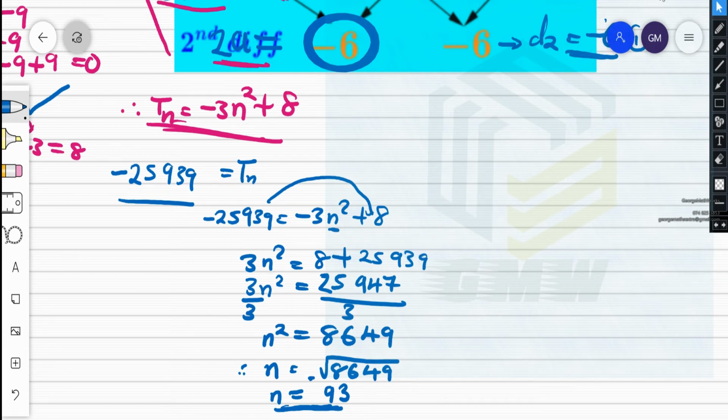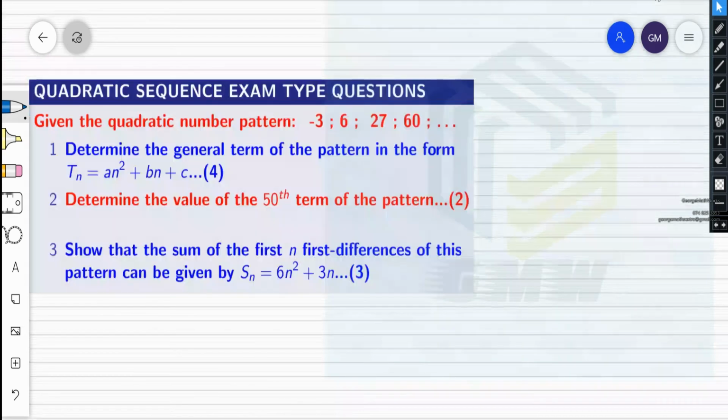Now I want to bring another question from a different view, which tests another type, and at the same time we apply the knowledge that we just learned. So this other question is an exam type question. Given the quadratic number pattern -3, 6, 27 and 60, with the 3 dots indicating that it is infinite, determine the general term of the pattern in the form Tn equals an squared plus bn plus c. So we are to just exactly apply the concept that we learned.